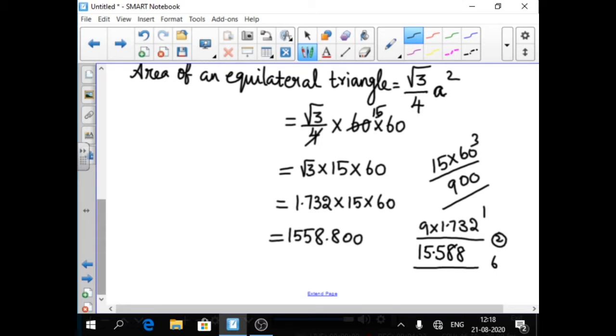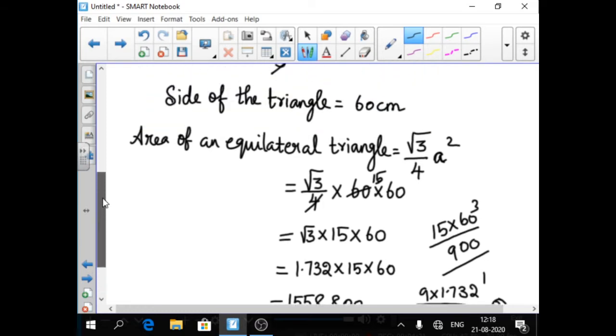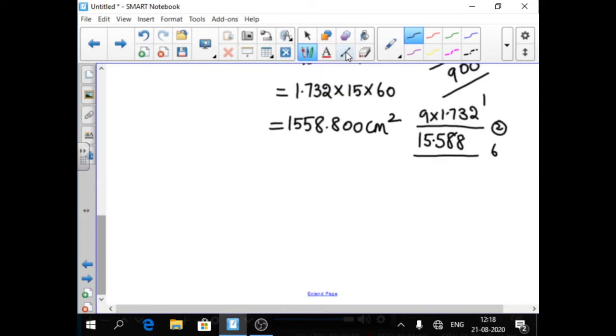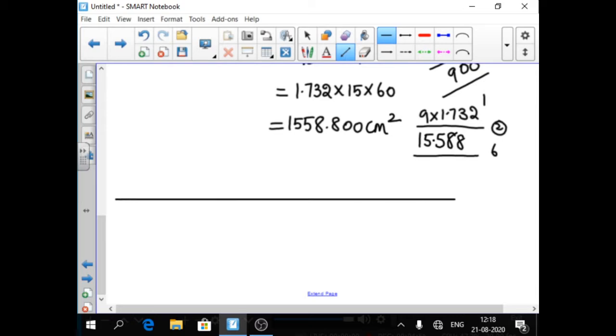Okay. So we are using the unit centimeter. So you can write centimeter square. Okay. That's all. So your fourth problem is over. Okay. So now we are going to start question number 5.